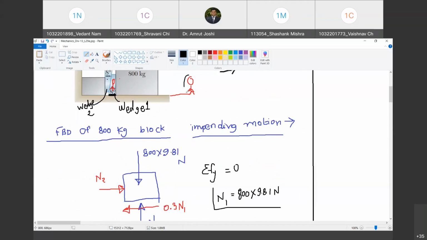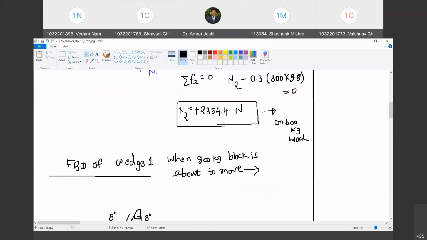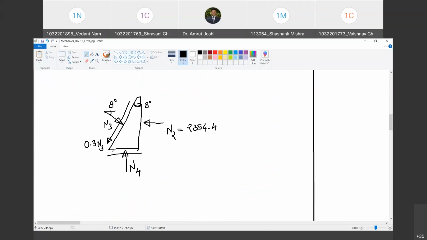So I have stationed the observer on ground. With reference to ground, this wedge is moving towards right. Therefore, ground must apply frictional force towards left on this block. Have I made my point? Yes, sir. And how much will it be? 0.3 times N4.